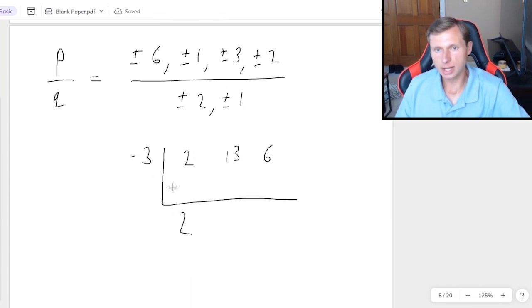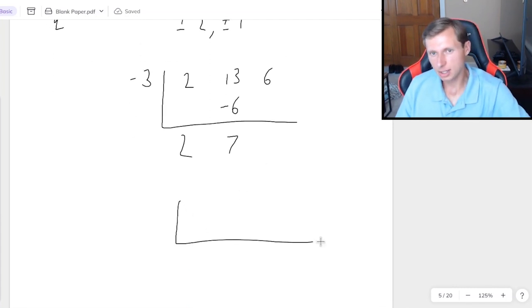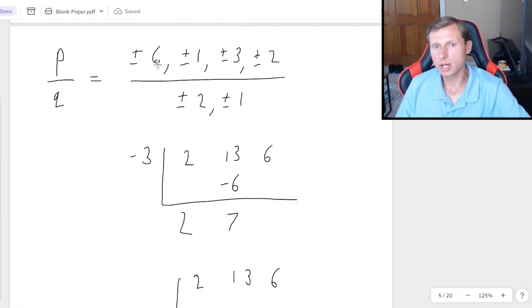So 2 times -3 is -6. 13 minus 6 is +7. Yeah, I see this is not going to work either. Which is fine. I just got to keep going, not give up. Next, maybe I'll try -6.